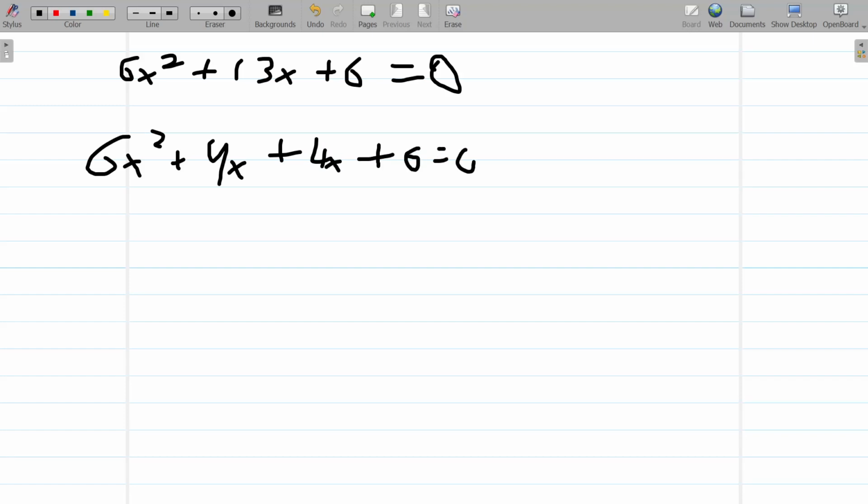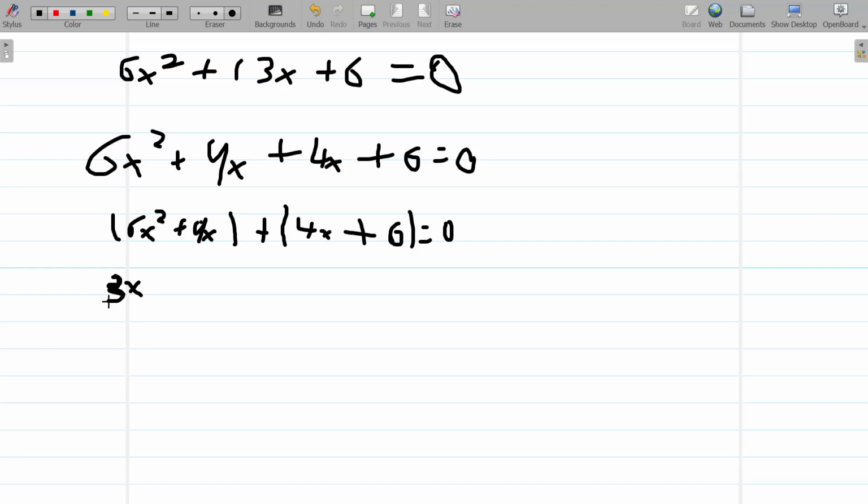equals 0. Now we're going to split up the brackets, so we get 6x squared plus 9x plus 4x plus 6 in brackets, and equals 0 just for the sake of it. And so we'll take out everything we can, so this one will be 2x. No, 3x, sorry. Jeez. Error after error over here.